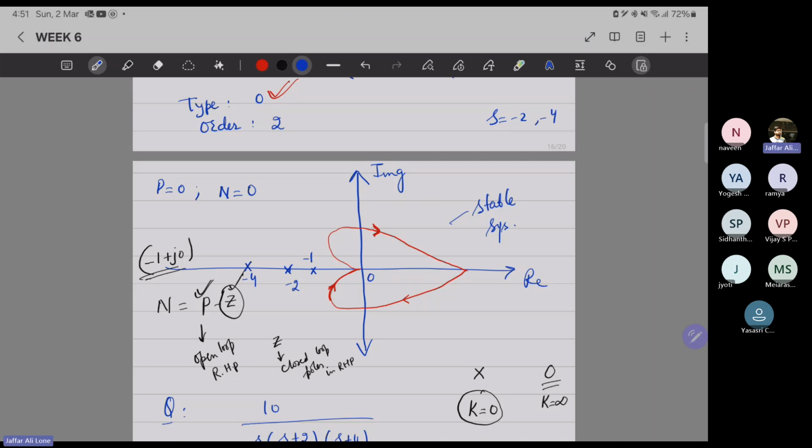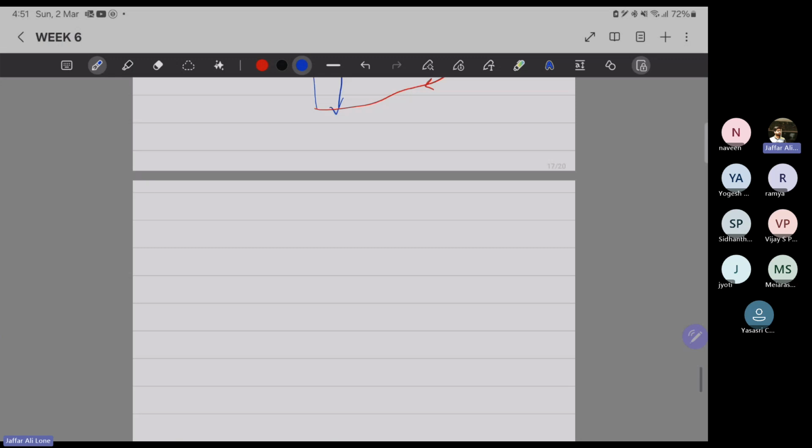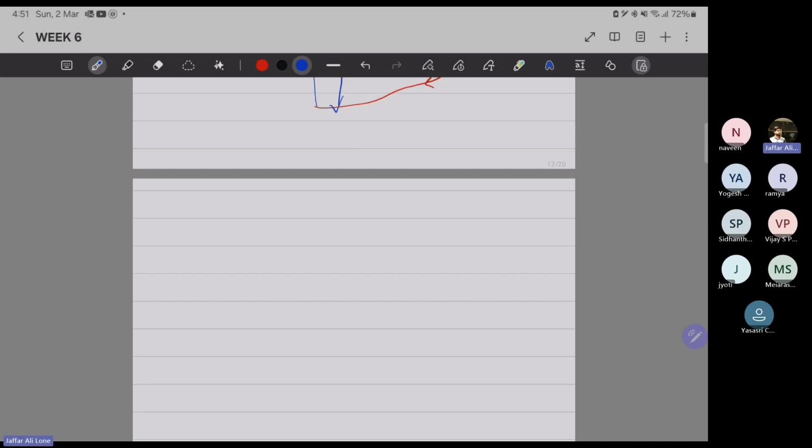There are a few terms, like minimum phase and non-minimum phase transfer functions, right? A minimum phase transfer function is a transfer function whose poles and zeros all lie in the left half plane. Similarly, a non-minimum phase transfer function is one whose at least one pole or zero lies in the RHP. You should try to learn these terminologies because they will be very helpful in future.